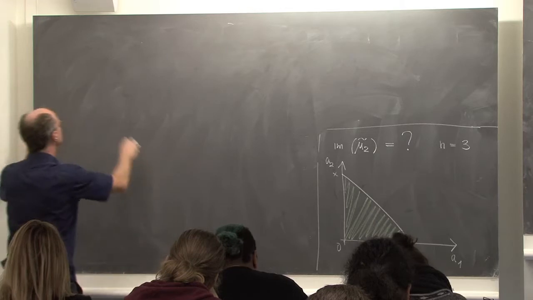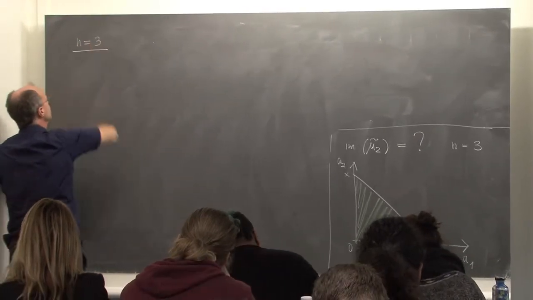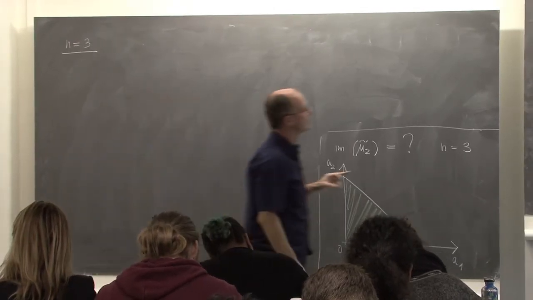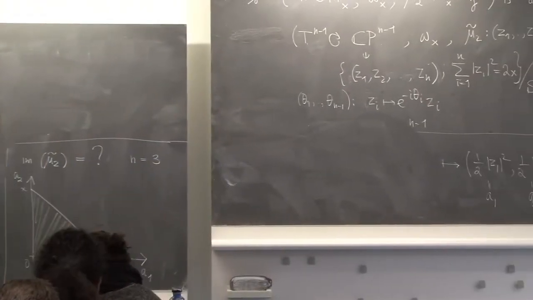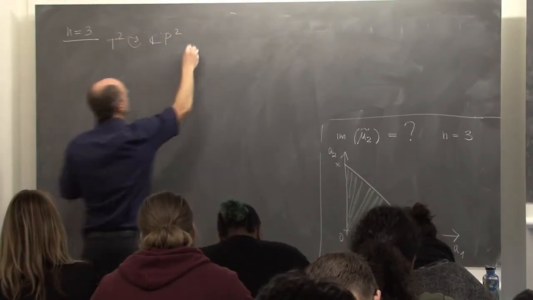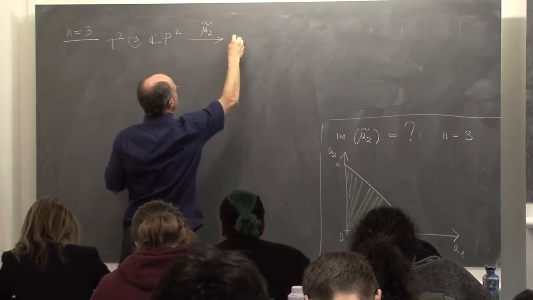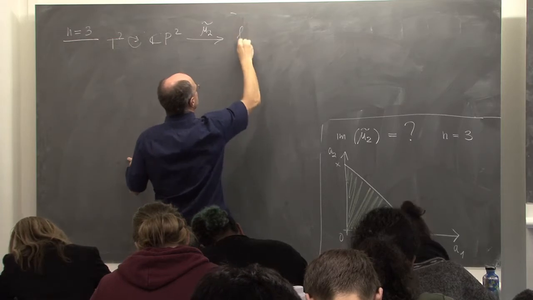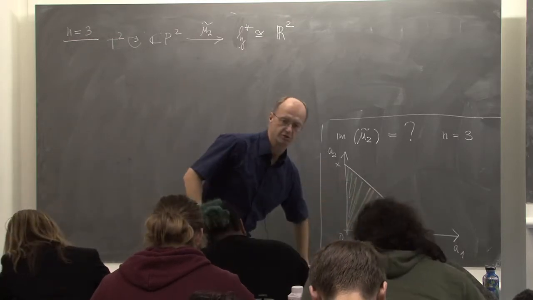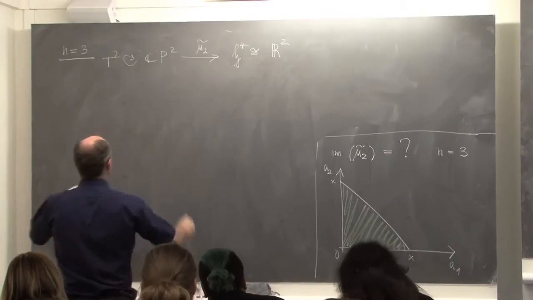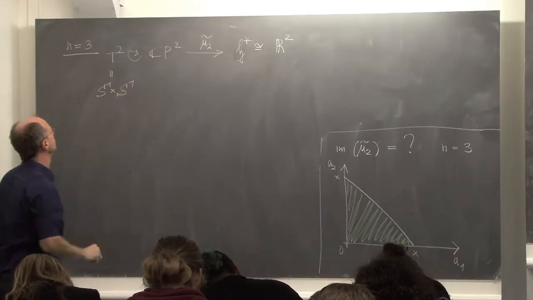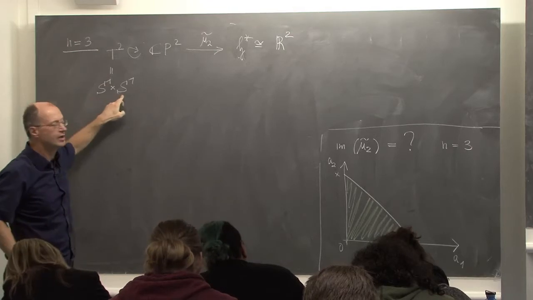Let's still continue the discussion a little bit with this n equal to 3. I constructed for you this CP2 together with a T2 action and together with the moment map mu tilde to h star, which is here equal to R2. And that's the image of this moment map. Now, here T2 is equal to S1 cross S1.